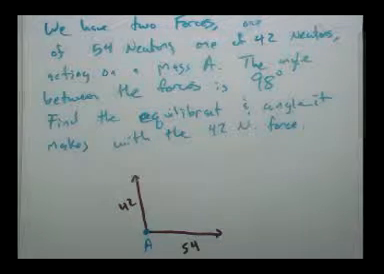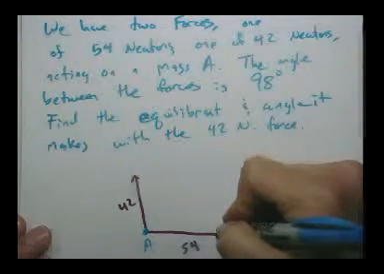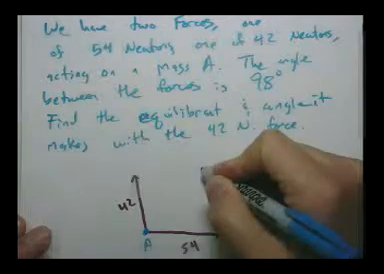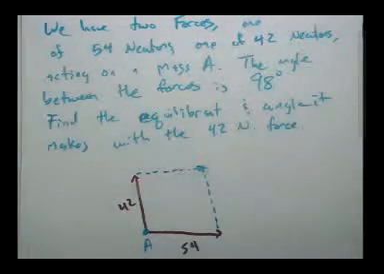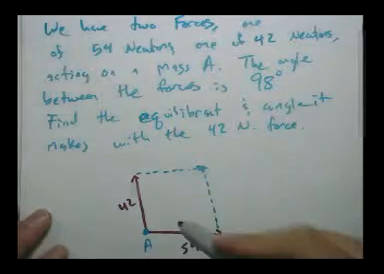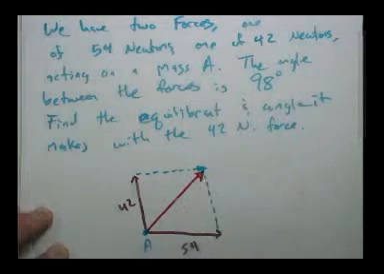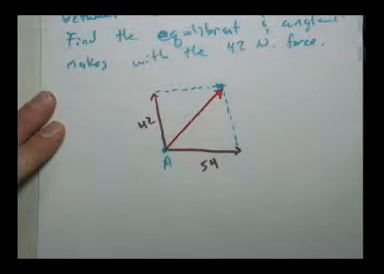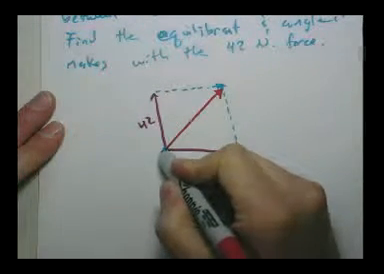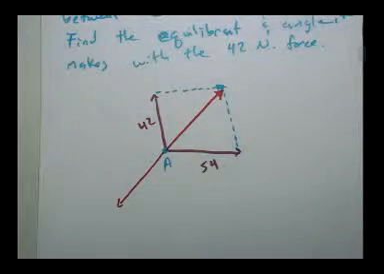Okay. Now, what does that mean we want? Well, according to our parallelogram rule, that's parallelogram-ish. That red line is our resultant, and the equilibrant will move in the other direction.